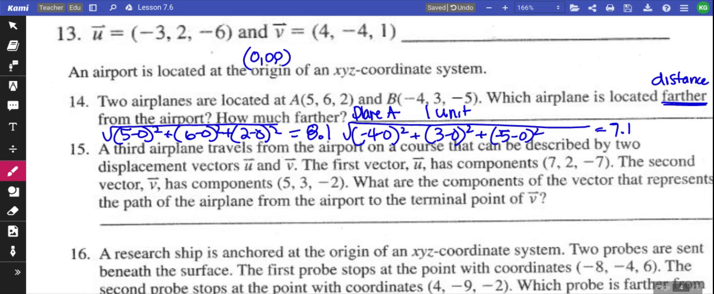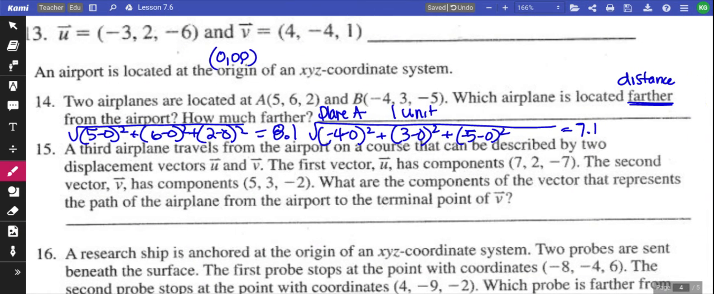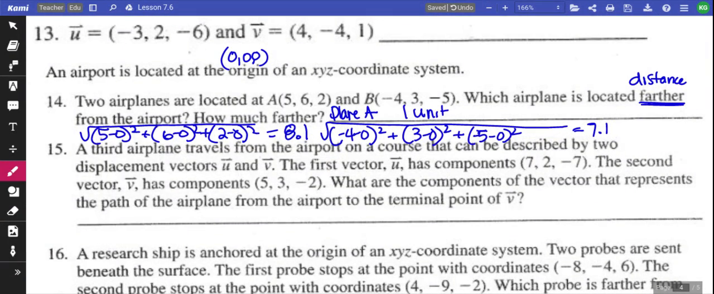A third airplane travels from the airport on a course that can be described by two displacement vectors, u and v. The first vector u has components 7, 2, negative 7. The second vector v has components 5, 3, negative 2. What are the components of the vector that represents the path of the airplane from the airport to the terminal point of v? So I want to add my two displacement vectors. So that would give me 12, 5, negative 9.